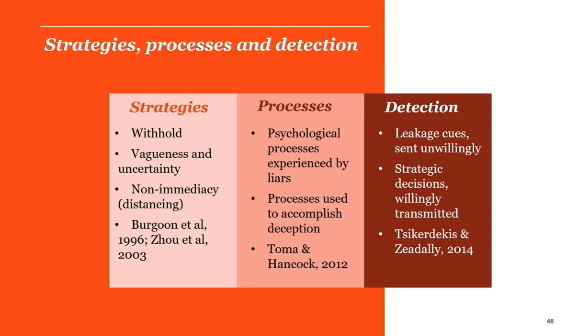So in terms of detection then, there are two channels, two avenues for a defender or an investigator. One is what we can call leakage cues. These are things that are unconsciously given out by a liar as a side effect of them lying. And then there are things that the liar is willingly transmitting in an attempt to achieve deception.